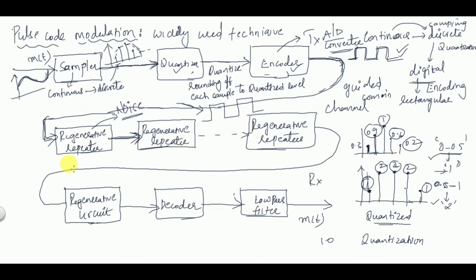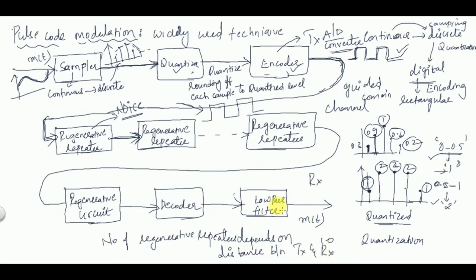So the number of regenerative repeaters depends on the distance between transmitter and receiver. If the distance between transmitter and receiver is more, then you require more regenerative repeaters. That's all. So the number of regenerative repeaters to be used depends on the distance between transmitter and receiver. Then through the channel it will be passed to the receiver end.